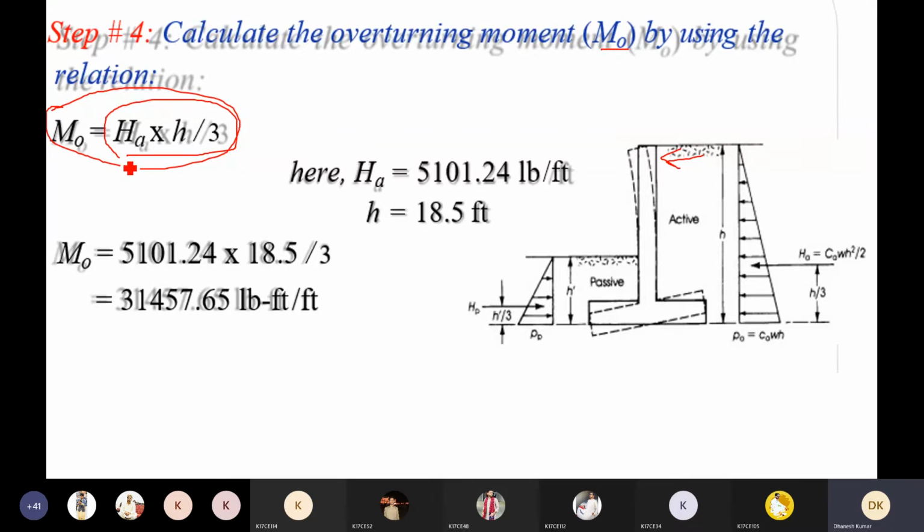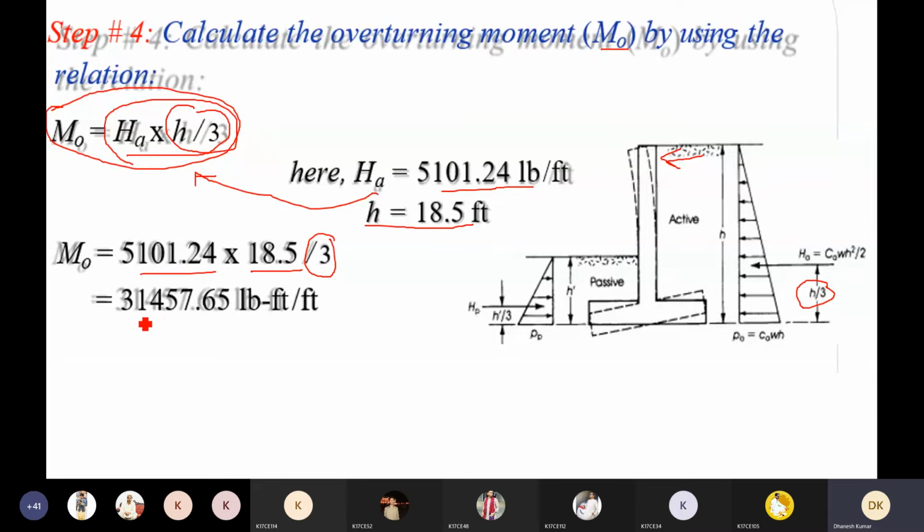Our soil pressure is of rectangular direction, so in rectangular direction the main point where the movement acts is at the height of H over 3. So active soil pressure is 1101.24 pound and our H is 18.5. You just have to put these values into this formula, so that is 1101.24 multiplying with 18.5 over 3, and it comes out to be 31,457.65 pound foot per foot. So that is our overturning moment, that is MO.